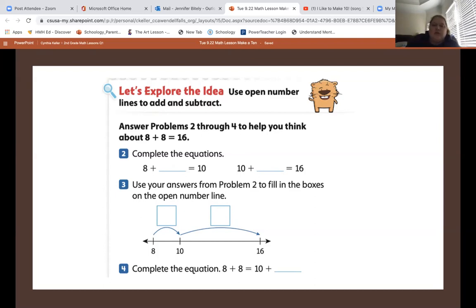Answer problems 2 through 4. So complete the equations. 8 plus something equals 10. And 10 plus something equals 16. Well, if I put 8 in my head, I want to add on how many more to get 10? If I take my 8, I add on 9, 10, I get 10, which means I need to only add 2. So here, I just want to add in 2.